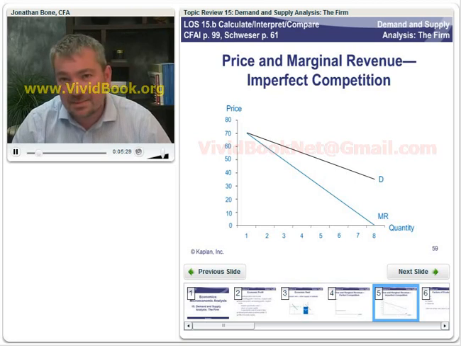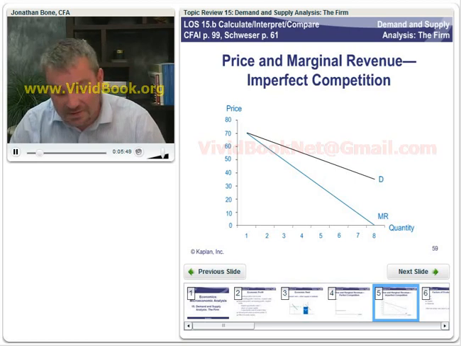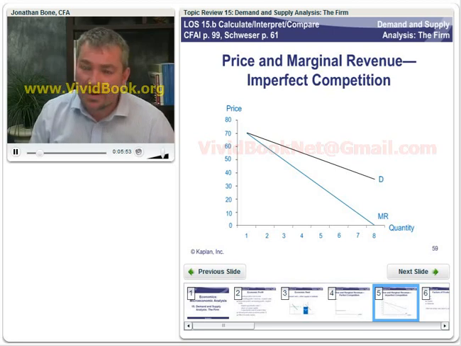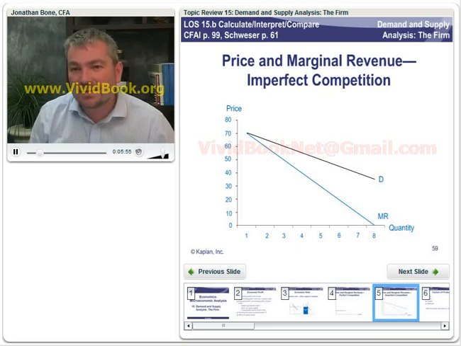Now that means demand slopes downwards because price per unit falls. But of course if we sell at a lower price, that affects all of our units. We can't charge different prices for each unit that we sell. So notice marginal revenue has a steeper gradient than demand. Marginal revenue is going to decline as quantity increases because firms must cut prices to sell more. Again, we're going to come back to this when we look at monopolistic competition in the next reading.